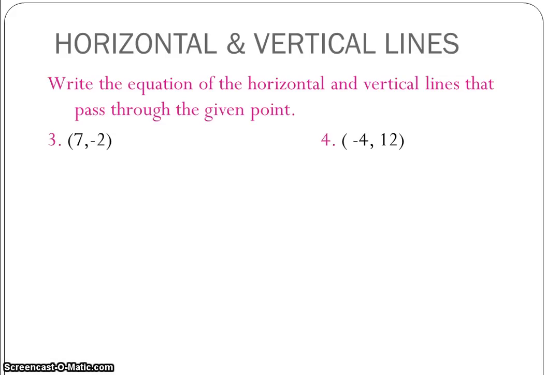So here we are writing horizontal and vertical lines through a given point. So here we have the point 7, -2. So we need to write the horizontal and vertical line. For me, I find it helpful to plot that point and just do a quick plot where it goes over 7 and up 2. So my point is over here. And I'm going to have to write the horizontal, which goes sideways, and the vertical, which goes up and down.